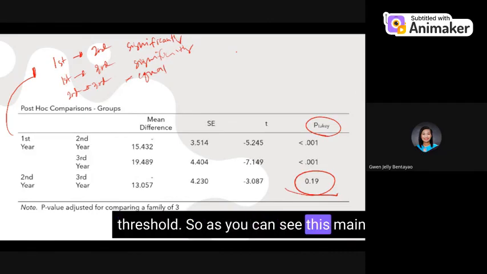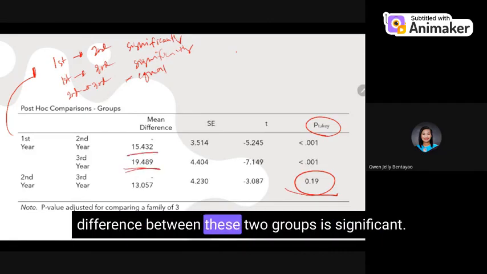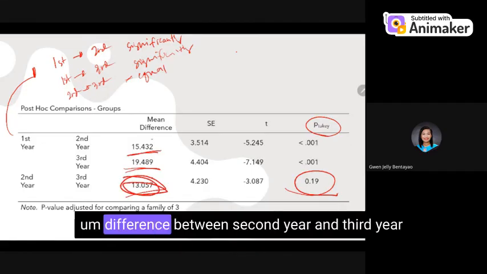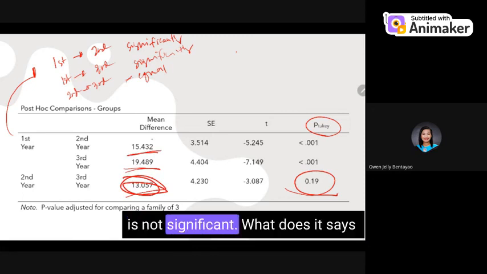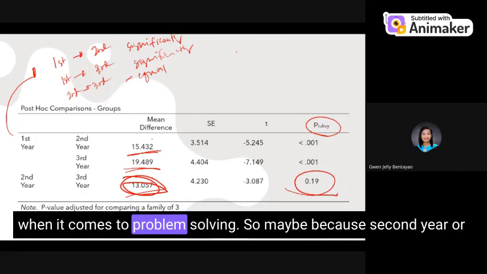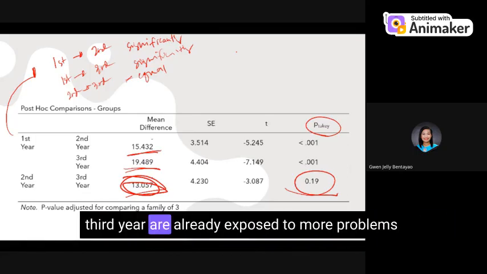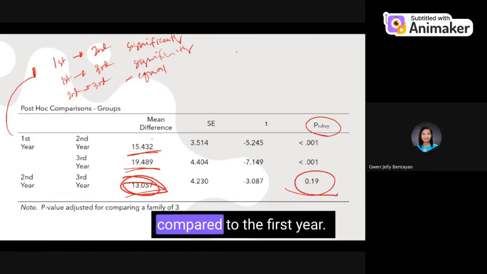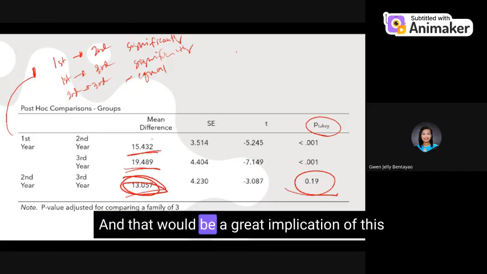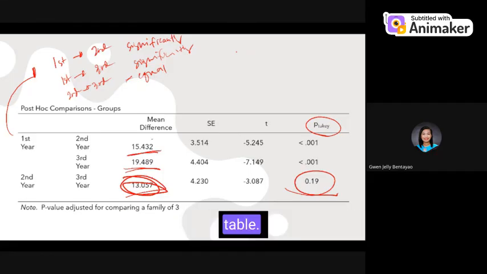So as you can see, the mean difference between these two groups is significant. However, the mean difference between second year and third year is not significant. What does it say? There is a difference in terms of grade level when it comes to problem solving. So maybe second year and third year students are already exposed to more problems compared to the first year. And that would be a great implication of this table.